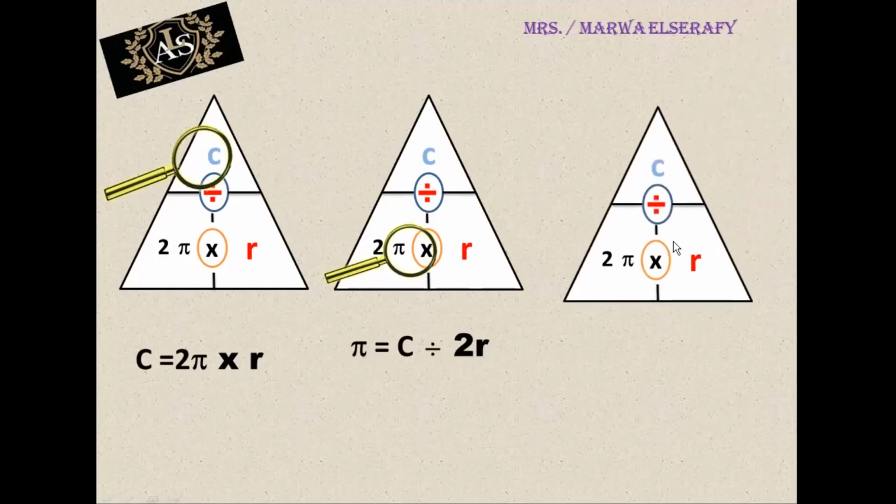Now, if I want the radius length, I will make what? I will make circumference divided by 2 pi. Okay, circumference divided by 2 times pi. And you will use your calculator.